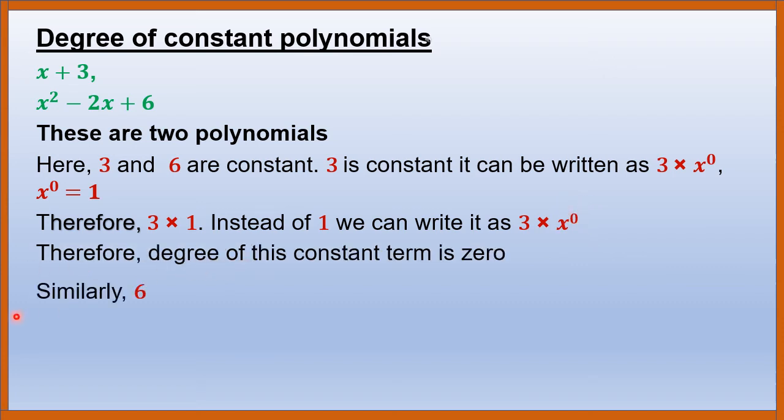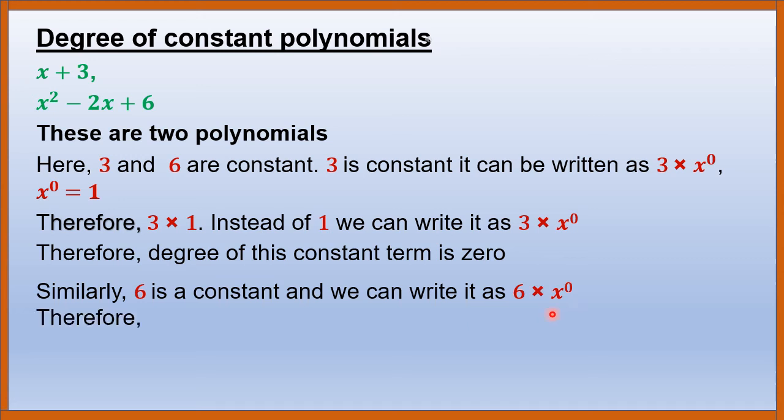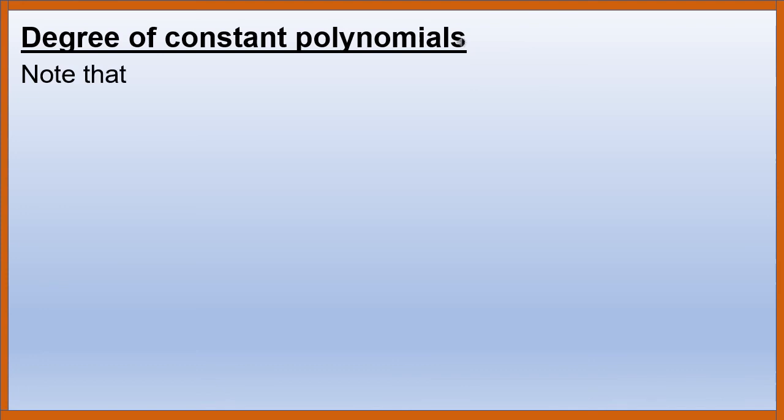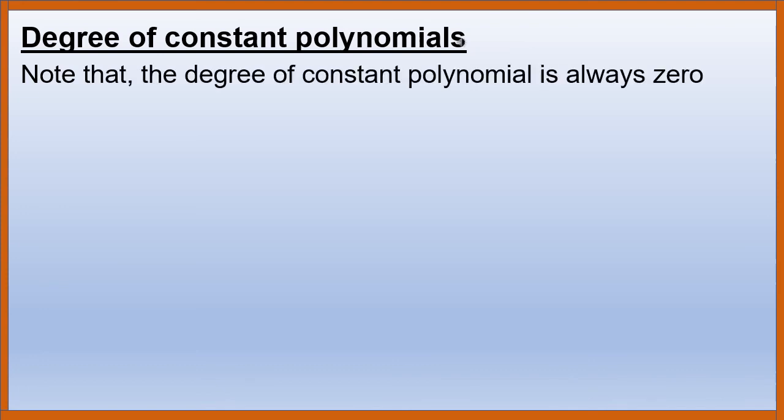Similarly, 6 is a constant and we can write it as 6 into x raised to 0. Therefore, degree of this term is 0. Similarly, we can take any constant like 10, minus 15, 1 by 2, 5.3 like decimal numbers, square root 2. These are all constant polynomials. Note that the degree of constant polynomial is 0. All real numbers are constant polynomials except 0.